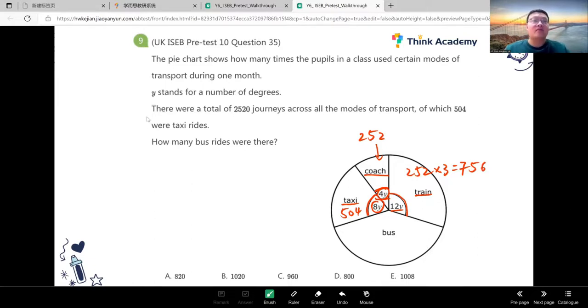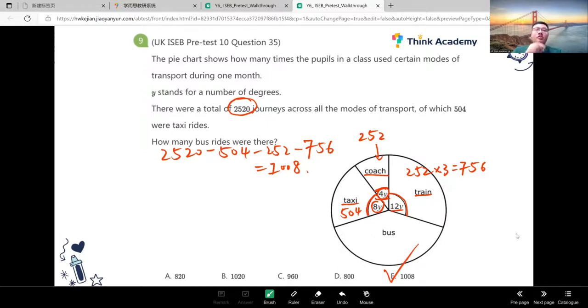And now you have to get the bus. So you know the total is going to be this number. So the final answer equals 2,520, take away 504, take away 252, take away 756. So that gives you 1,008. Okay, let's just tap your answer one time. I can see that. So you choose E. You choose E, guys.